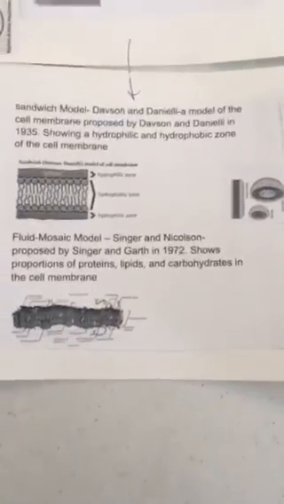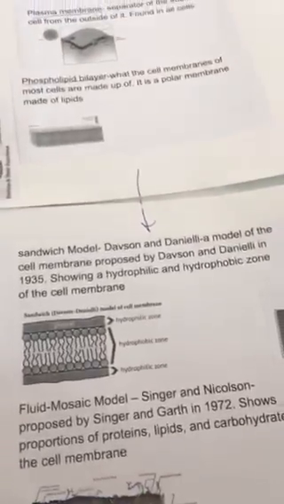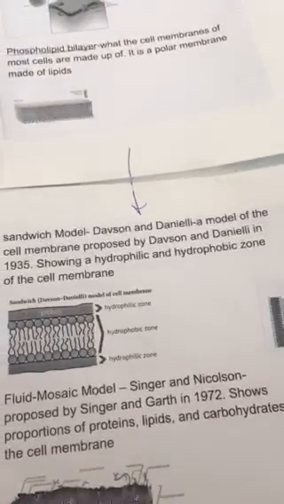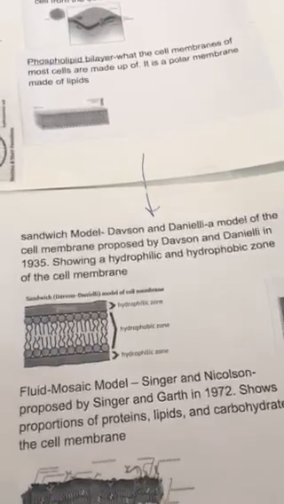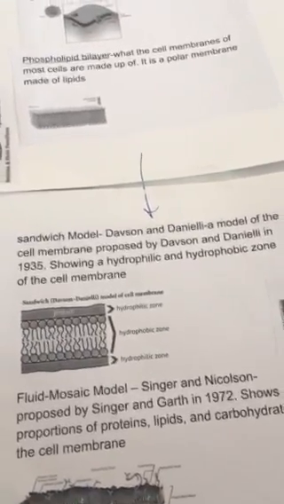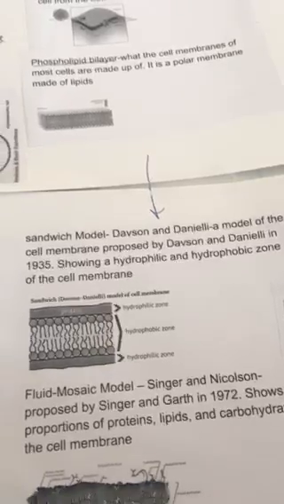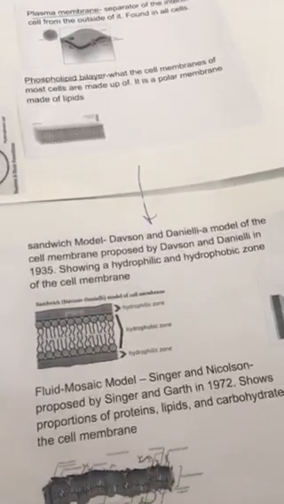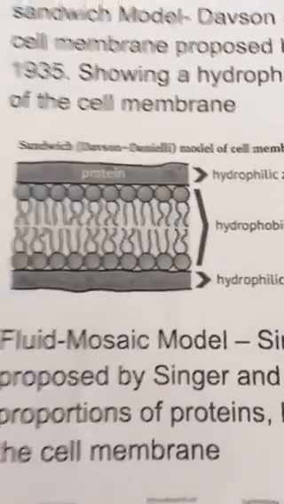So then we go back to the plasma membrane, and we have our two different ideas of what the phospholipid bilayer was. So we have the sandwich model, which was proposed by Davson and Danielli, and that is pretty much just a model of the cell membrane proposed by those two people in 1935, showing a hydrophilic and hydrophobic zone of the cell membrane. And here's a picture of what they kind of proposed.